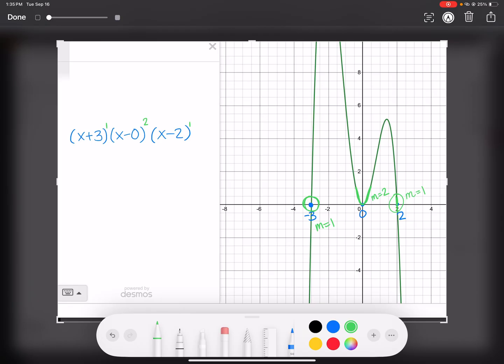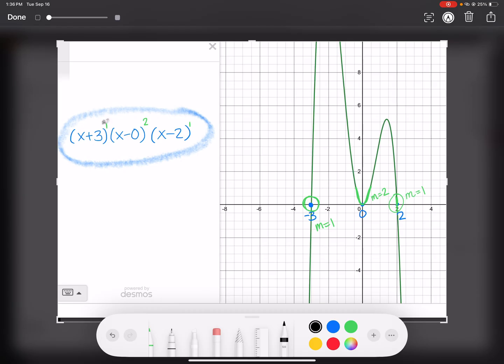Okay, I'm going to go ahead and hopefully by memory type all of this into my Desmos activity here. Remember that you don't really need to include these exponents of 1. It's not overly necessary. It's the same thing as if you were to type in x plus 3, x minus 0 to the second power, and x minus 2.